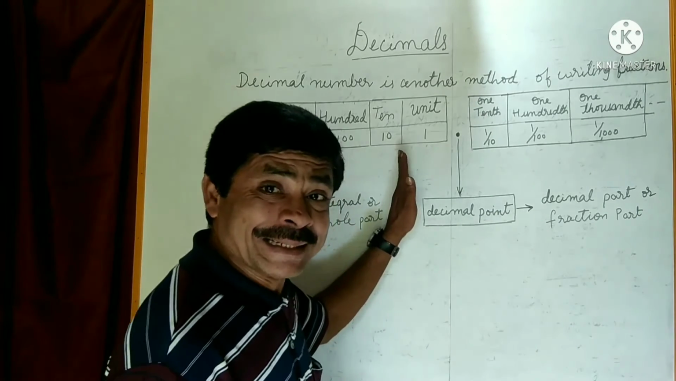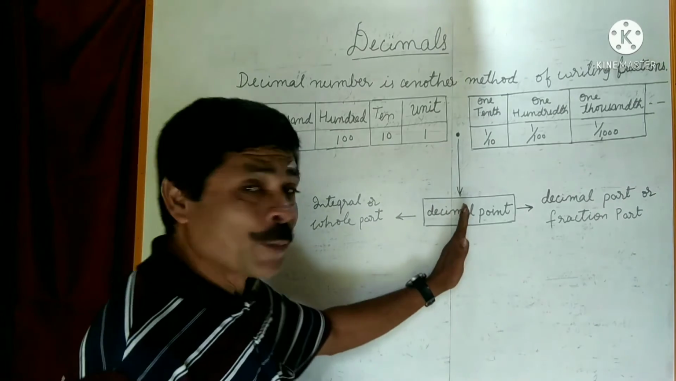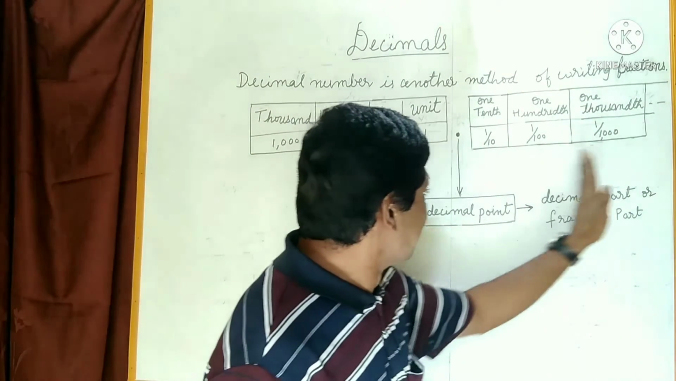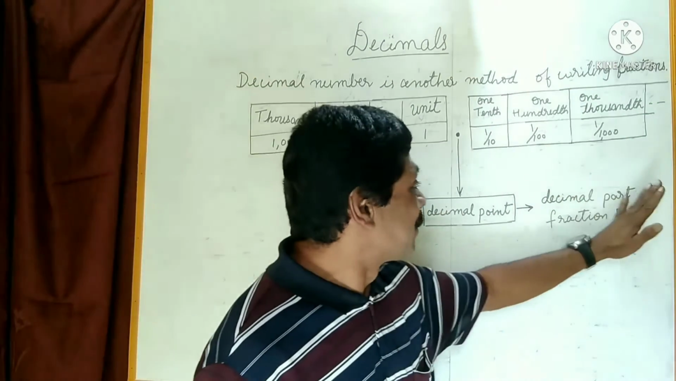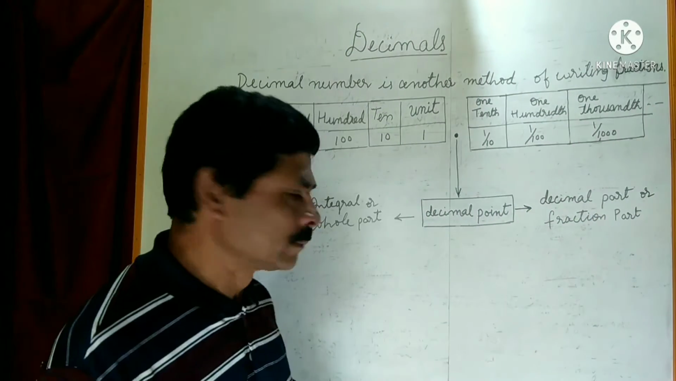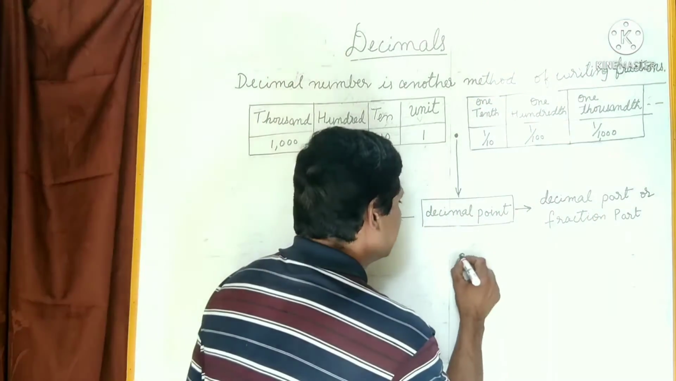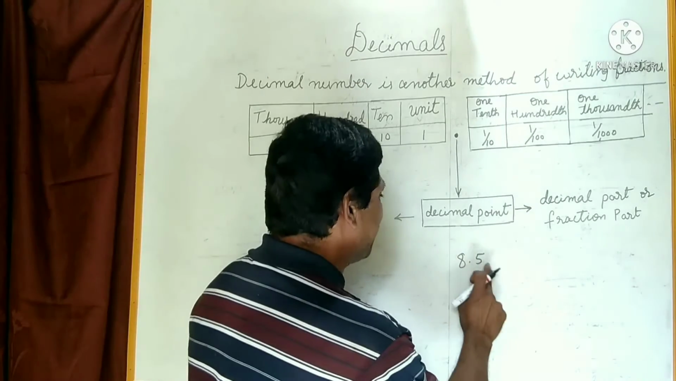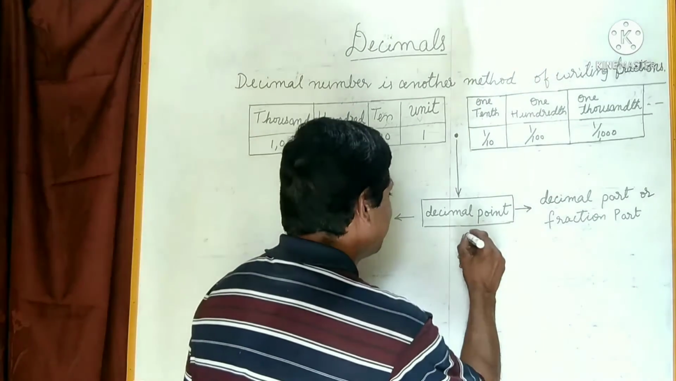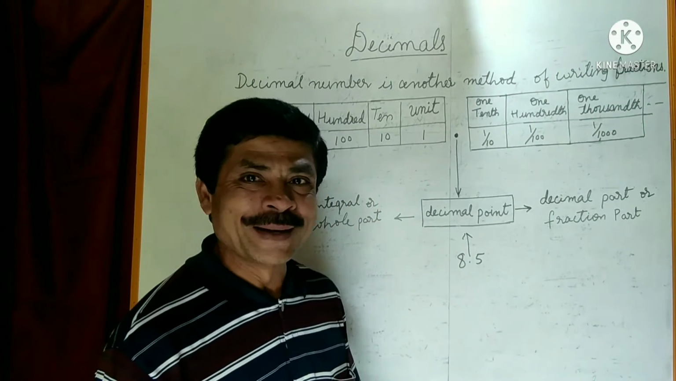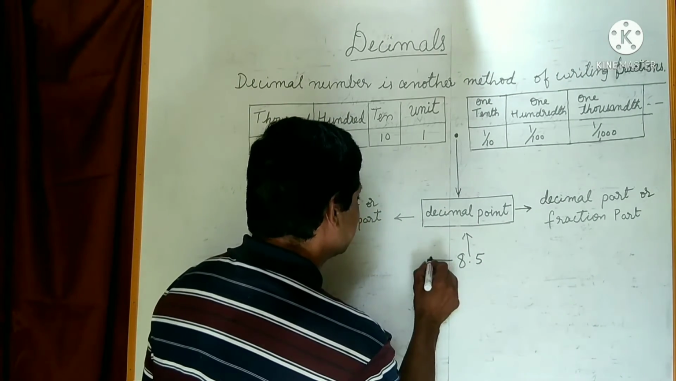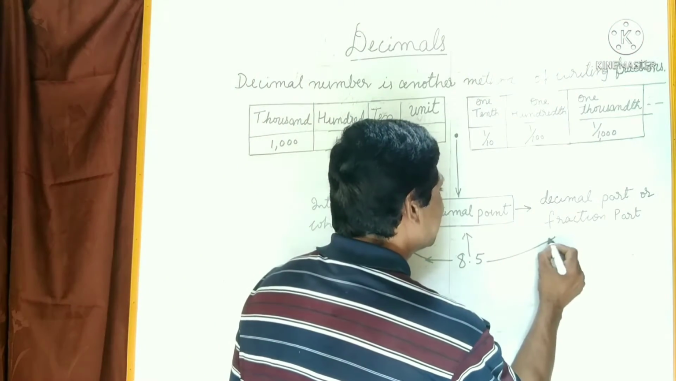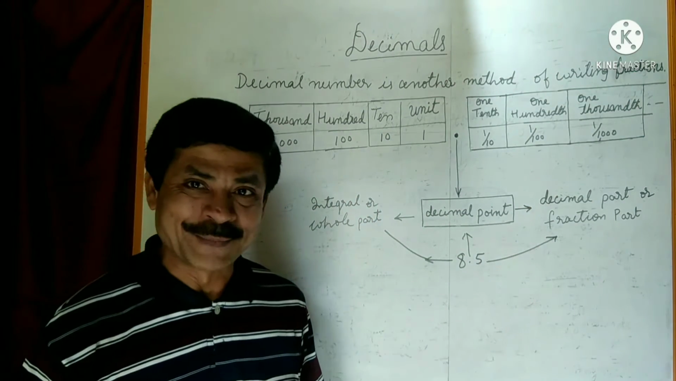The digits placed at the left side of the decimal point are the integral or whole part, and the digits at the right side of the decimal point are the decimal part or fraction part. Let us take an example, 8.5. In between 8 and 5 there is a point. This point is nothing but the decimal point. 8 is the integral or whole part and 5 is the decimal part or fraction part.